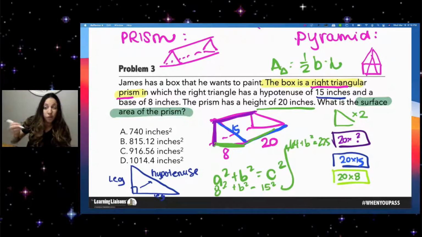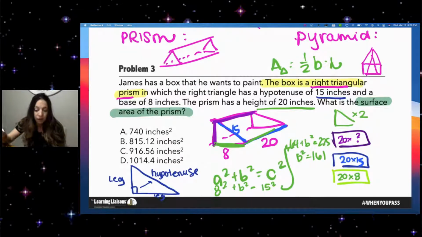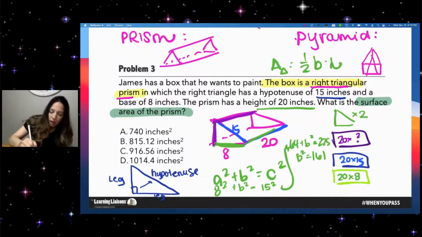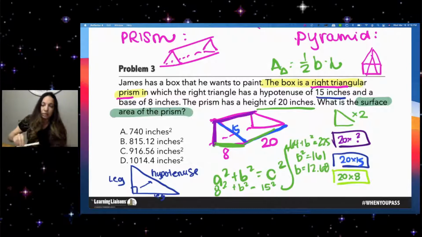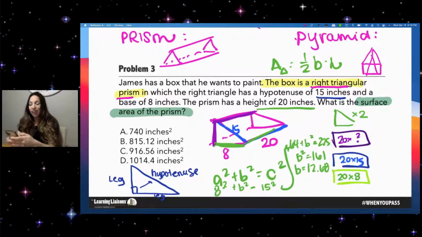Subtract 64 from both sides, and I get B squared equals 161, and I take the square root of that using my calculator because I'm not going to know that in my head. Again, if you need a calculator, they're going to give you one. This is not something any test would expect you to do in your head. B is going to equal 12.68. So what does that mean? That's the height of my triangle.